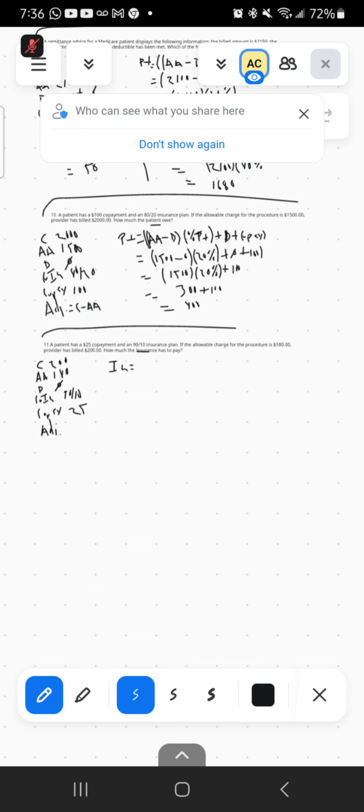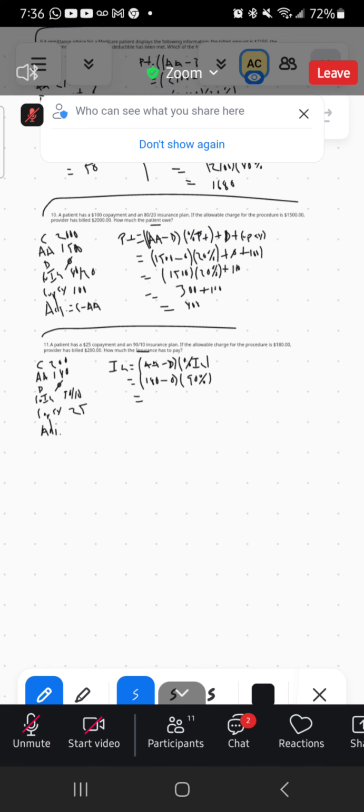And the first part is the insurance payment, that is the allowed amount minus deductible times the percentage for the insurance. The allowed amount is 180 minus deductible, which is 0. You're gonna multiply it by 90% because that's the one for the insurance. Say that again. 162. Thank you. So 162 for the insurance.